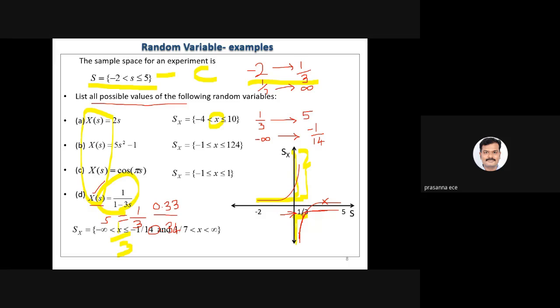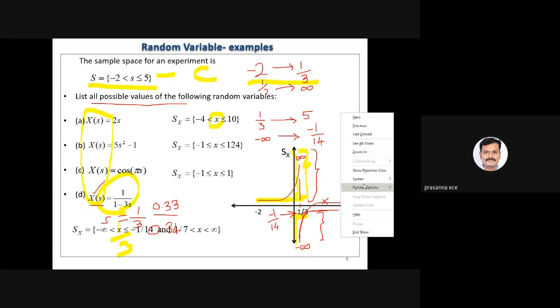Okay, here it goes to minus. So this is the point where we have 1 by 3. So along 1 by 3 it reaches infinity. Again, for the next immediate higher value near 1 by 3, it reaches minus infinity. So here it is minus 1 by 14. So here we have two different sets of values which are discontinuous. So this is one particular set of values and this is another set of values. These are different kinds of random variables which we saw in this example. So we'll be moving on to the next slide.